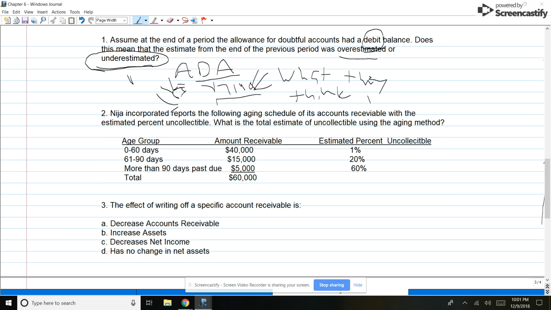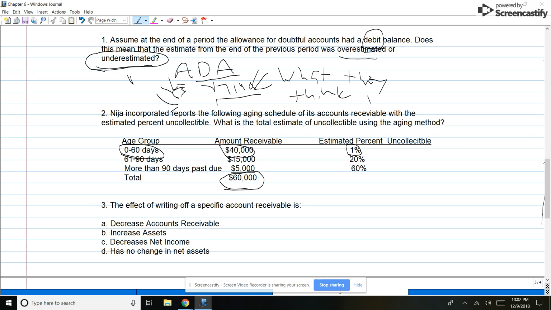So number 2, Ninja Incorporated reports the following aging schedule of its accounts receivable with the estimated percent uncollectible. What is the total estimate of uncollectible using the aging method? So this is the other method to estimate allowance for doubtful accounts. So basically what they do is they split up their total accounts receivable into different groups based on how past due they are. So if it was due today to 60 days, they figure out, okay, we have 40,000 in that amount, and then they give a percent with it.